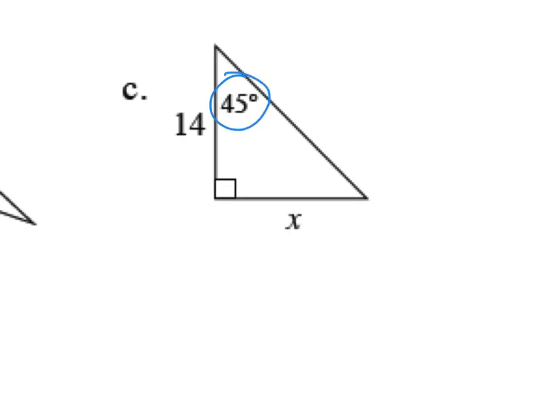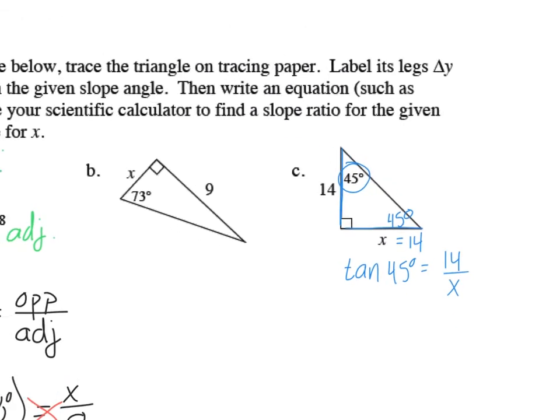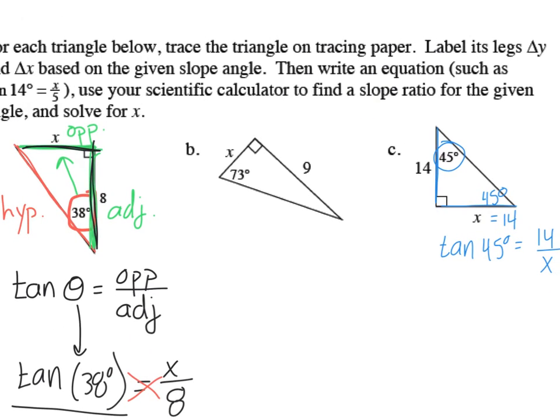If we know that this is a 45 degree angle, that means that this one's got to be 45 as well, and this is an isosceles triangle. Remember that slope ratio is 1. So if this is 14, that means that x right here also has to be 14. And if you wanted to, you could set up a ratio of tangent of 45 degrees equals 14 over x, and you could solve, but you'd get x equals 14 either way. Why don't you just pause the video for a moment and try letter B on your own. See if you can identify the opposite and the adjacent leg, and then we will move forward.